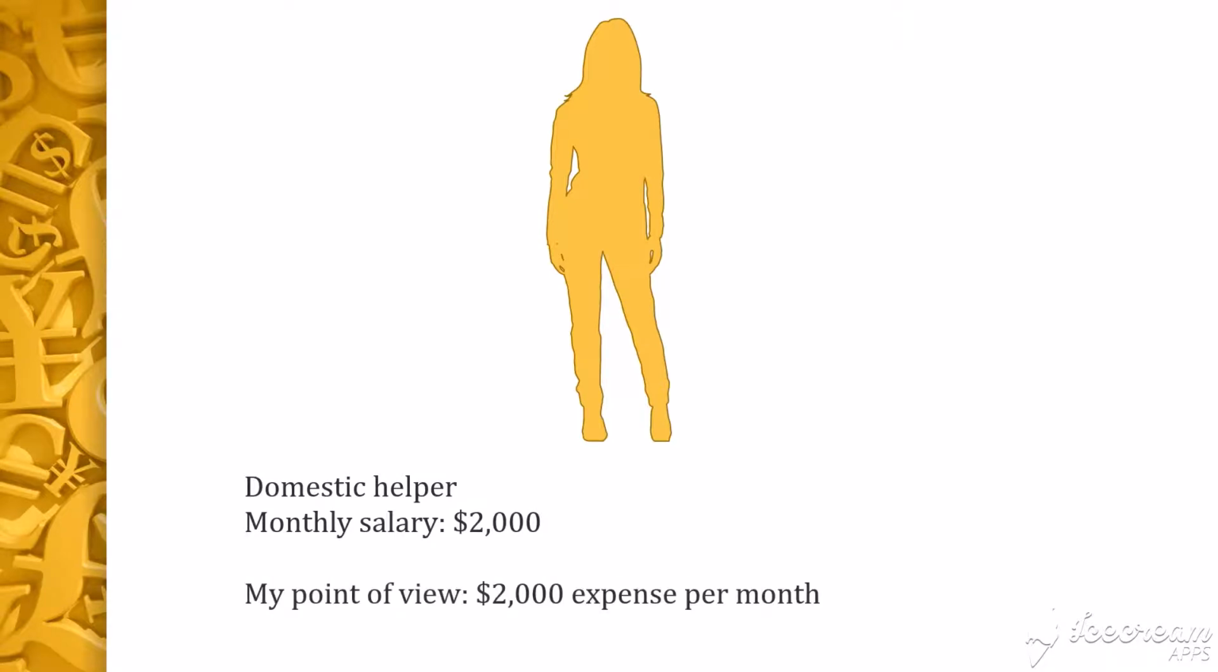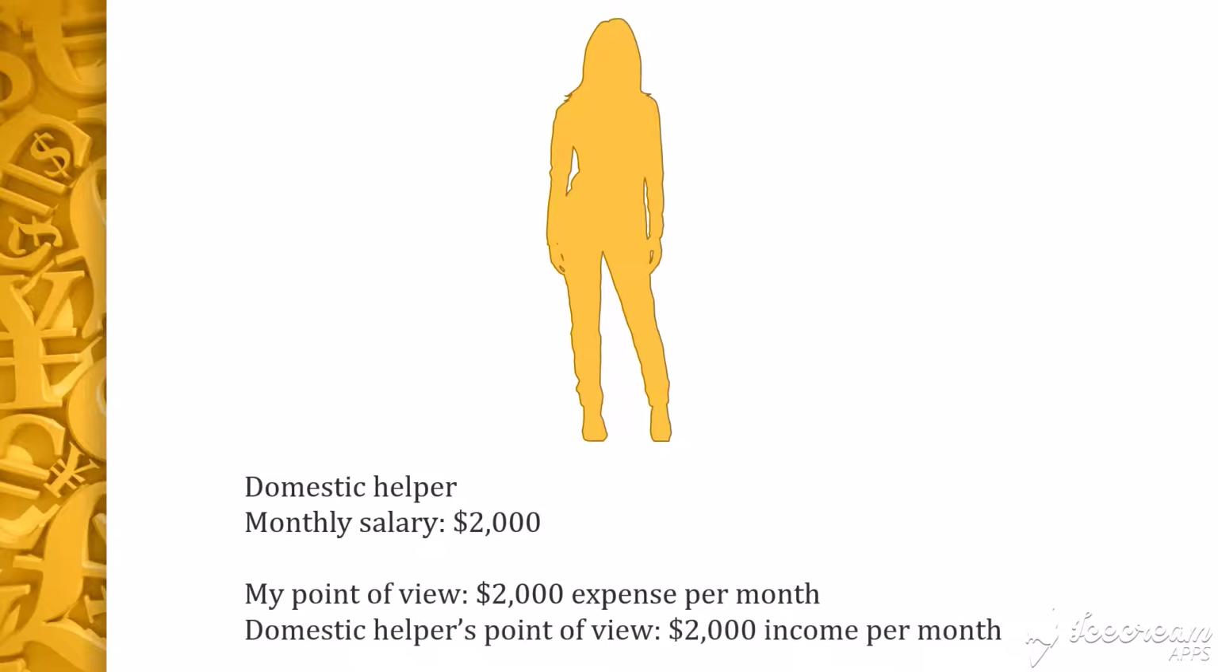So for example, let's say I hire a domestic helper to help me with my household chores. I pay her a salary of $2,000 every month. From my point of view, this is an expense to me. But from the domestic helper's point of view, this is an income to her. This is what I mean as my expense is your income. Essentially, the private income and expenses may be an expense to the partnership but an income for the individual owner, or vice versa.